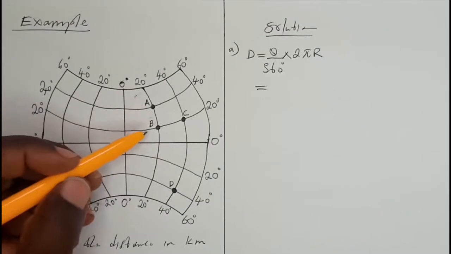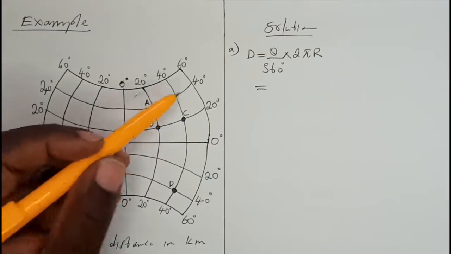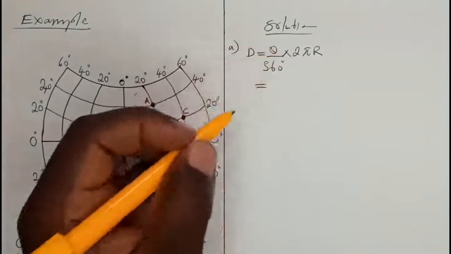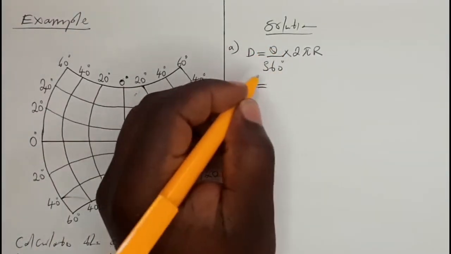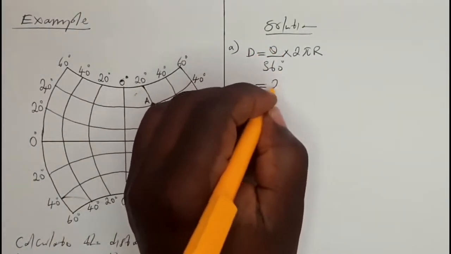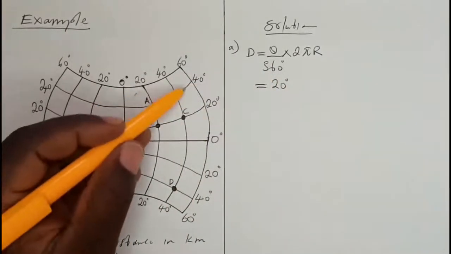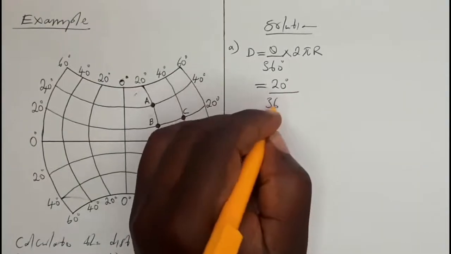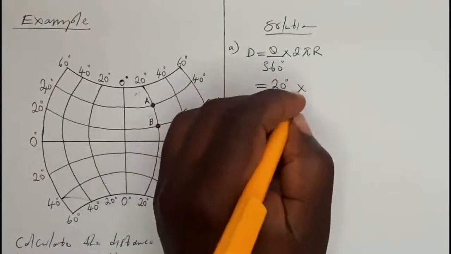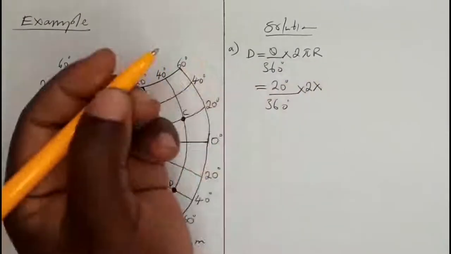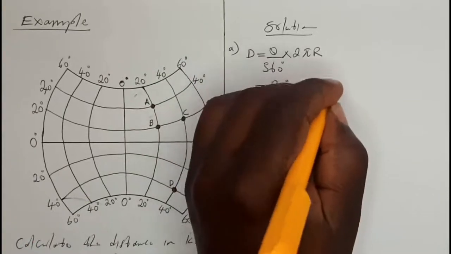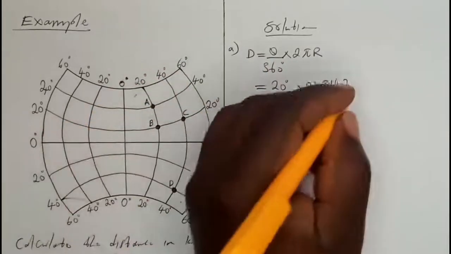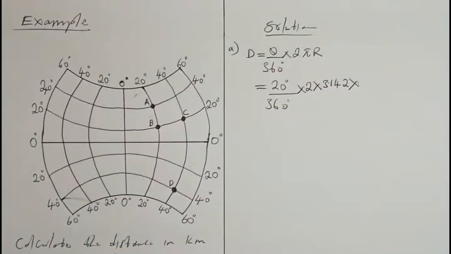So to find their difference in latitude, we subtract. So it will be 40 minus 20, which is 20. So it's our theta. We are saying their difference in latitude is 20 degrees after subtracting, since they are found on the same side, over 360 degrees times 2 times pi, we know is a constant, it's 3.142, then times the radius of the earth.